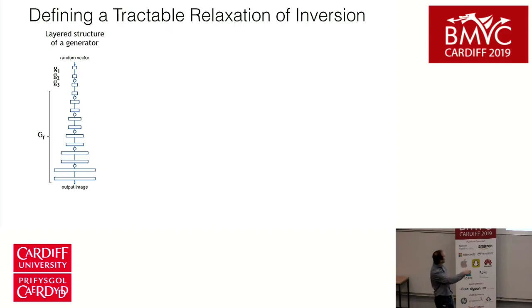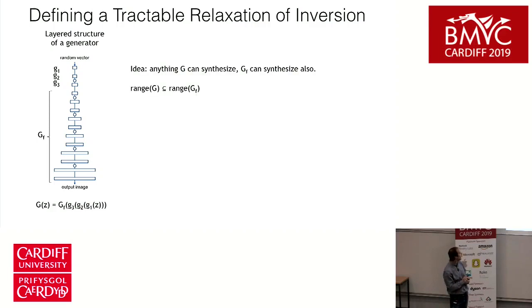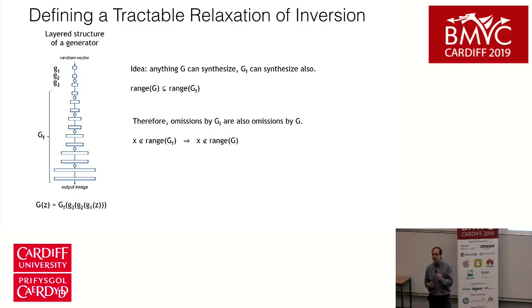So this is the input, this is the output. These are the different layers. And we can define another function, which is just this part that will take as input the output of the first 3 layers. So there are a number of interesting things that come with this. The first thing is that we know that anything that the full GAN can synthesize can also be synthesized by this reduced network. We also know that anything that cannot be synthesized by the smaller network will not be possible to synthesize with the full network, because this one can do more things.